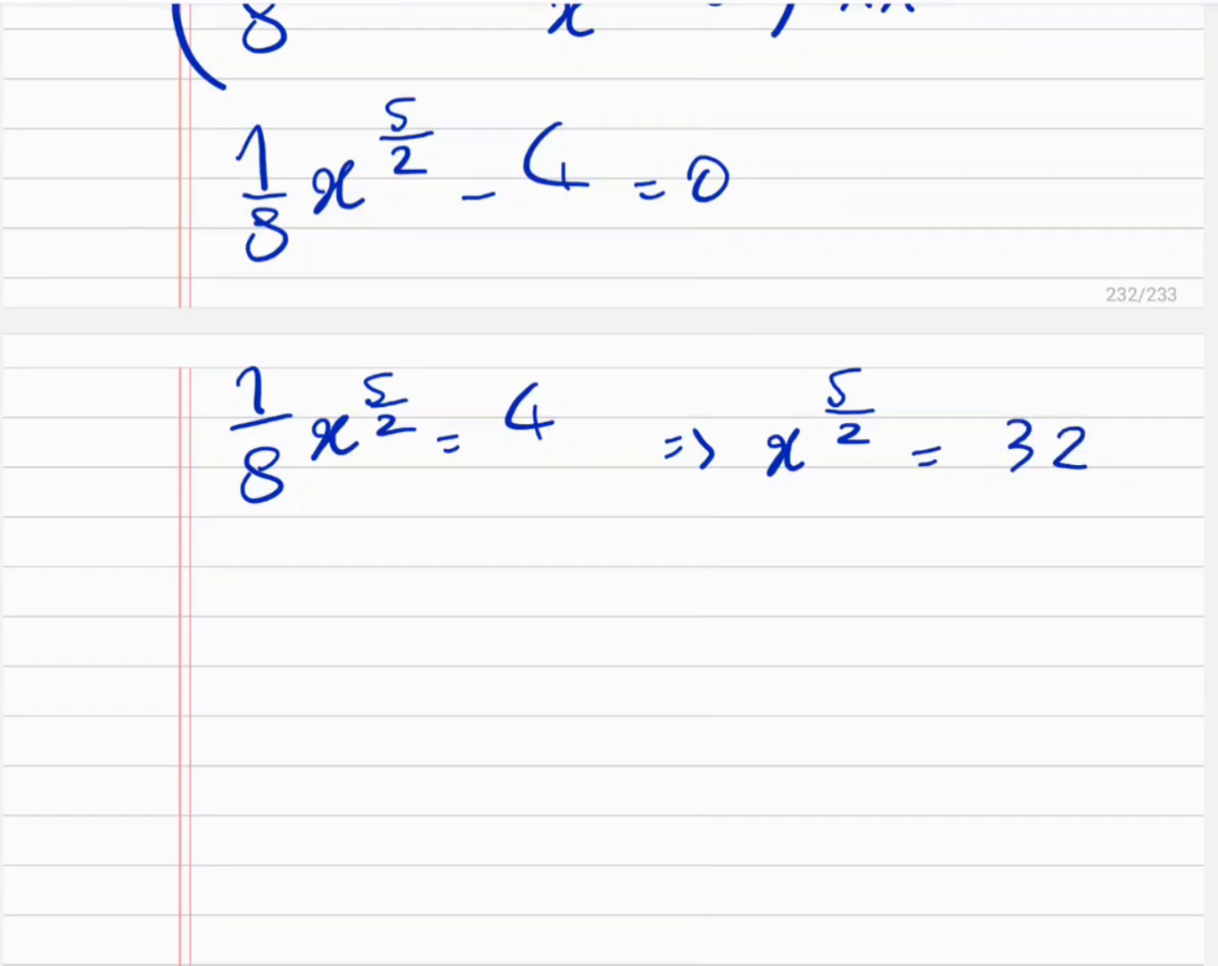Right. Now at this point, x is equal to 32 to the power of 2 over 5, right? That's just the reciprocal of this fraction, because that's the opposite. So now we can just use a calculator to find this value, and this is simply equal to 4.